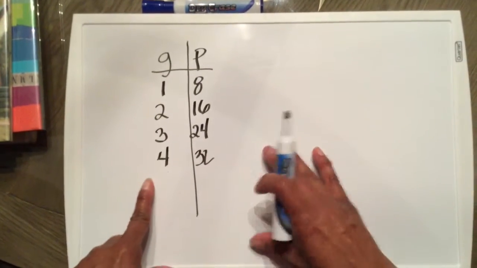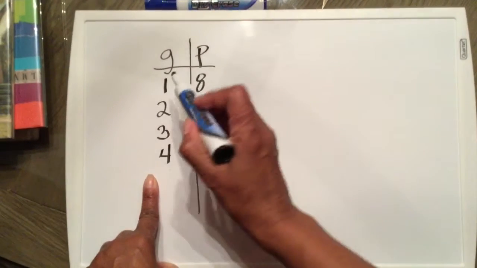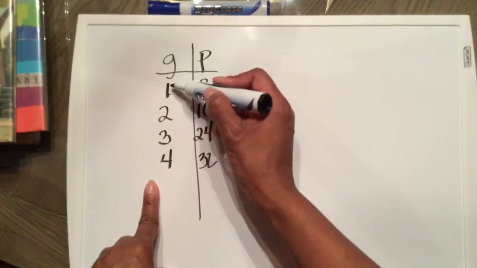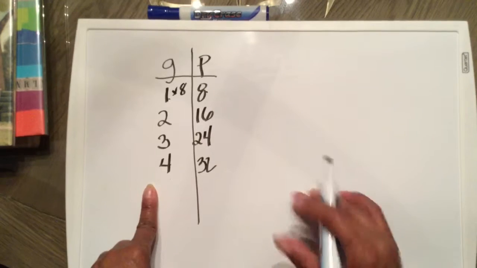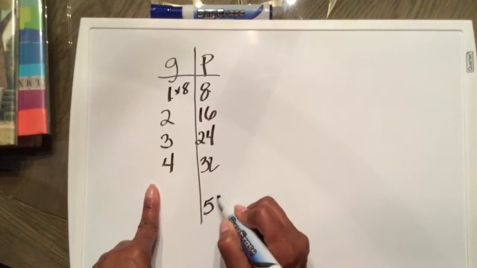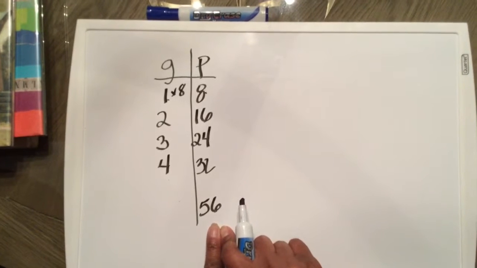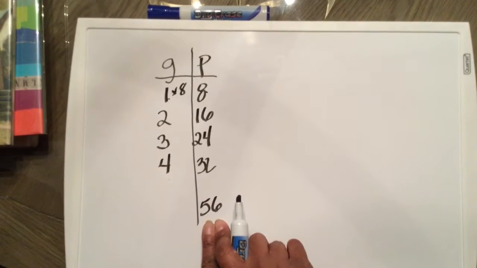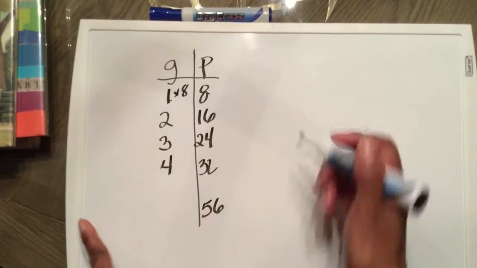Let me look at the table and see if I can find a rule. For every gallon, I have 8 pints. So if I take my gallons and I multiply by 8, I should get my pints. If I want to get all the way down to 56 pints, I will do the opposite of multiplying. I will divide. I am putting 56 pints in groups of 8 to find my gallons.